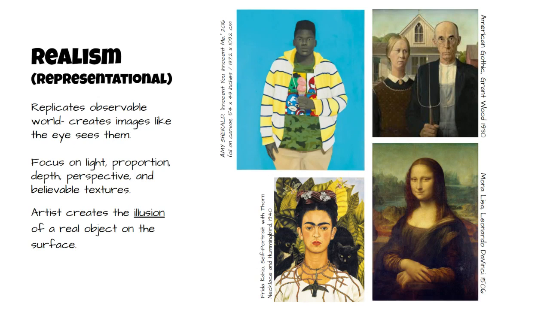Realism. A lot of people think that artwork is just realism. You look at these 4 paintings made in different times in our world, and they all represent realistic things. The artist tries to replicate the world around them. They focus on things like light and shadow, perspective, creating believable textures. The artist becomes a master of how to represent the illusion of a realistic form on the surface.